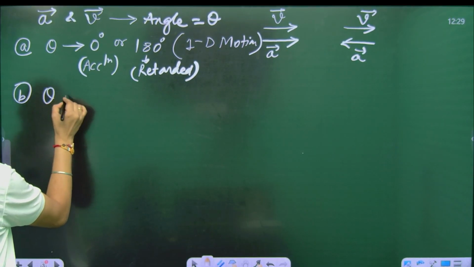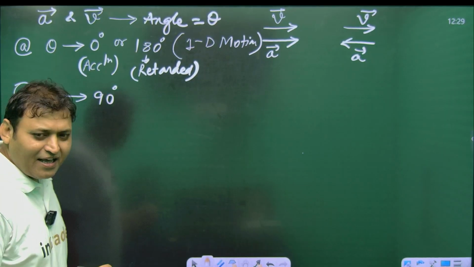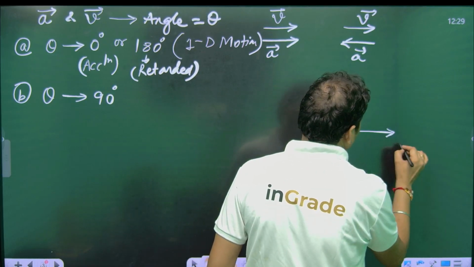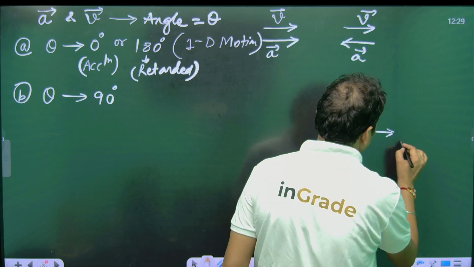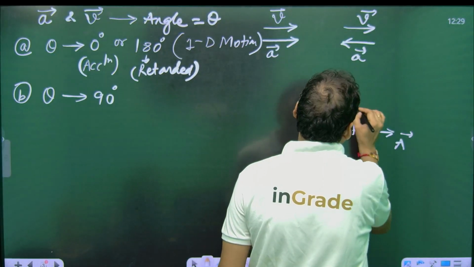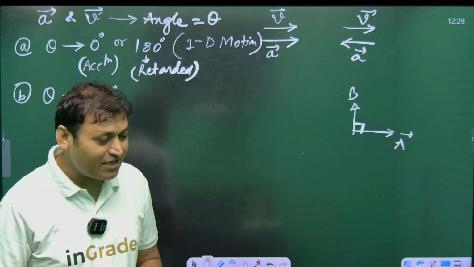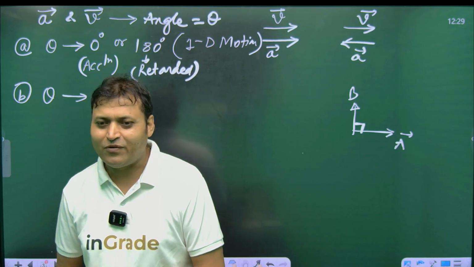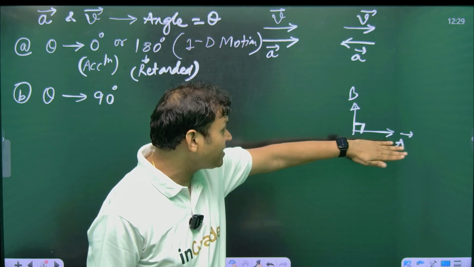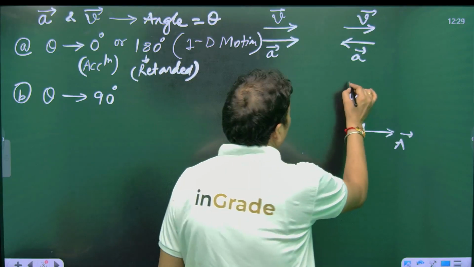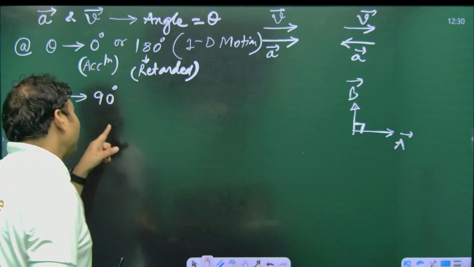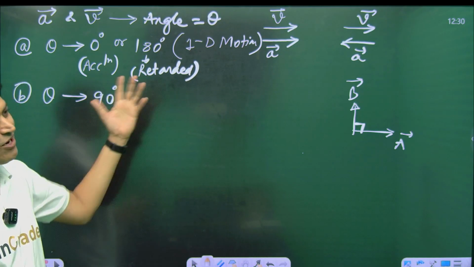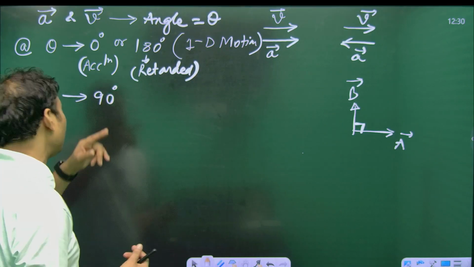Now, if the angle between velocity vector and acceleration vector is 90 degree, what does that mean? Both are vectors. When there are two vectors A and B, if they are perpendicular to each other, what does that mean? It means the effect of one vector on the other vector will not be there. It means the acceleration vector cannot change the magnitude of velocity. Similarly, the velocity vector cannot change the magnitude of acceleration when they are perpendicular to each other.